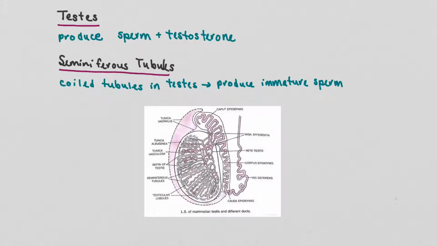The role of the testes is to produce sperm and testosterone, and within the testes you find coiled seminiferous tubules, which produce the immature sperm. And again, these tubules and the coiling of these tubules increases surface area to allow for the production of a lot of sperm.